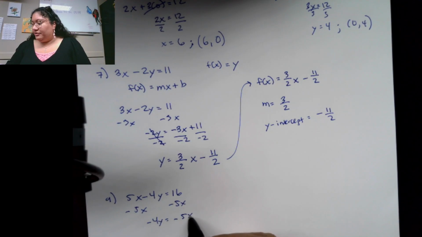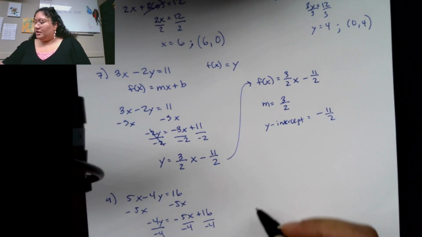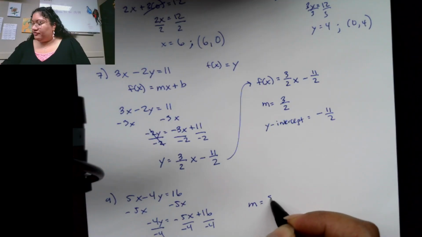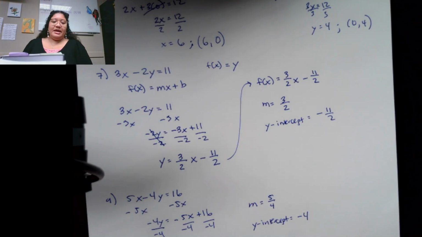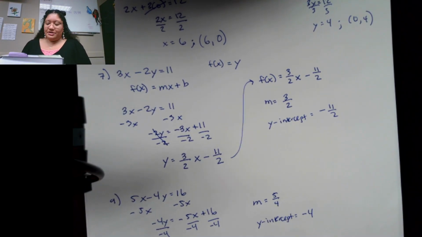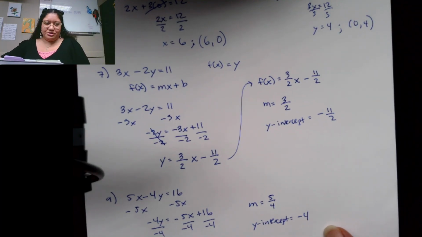So we are solving for y right now. So y equals, again, 5 over 4x. Then I get negative 4. So my slope equals 5 over 4, and my y-intercept equals negative 4. So as I told you all, this lesson was not too challenging, so the homework should have been just fine for you all.